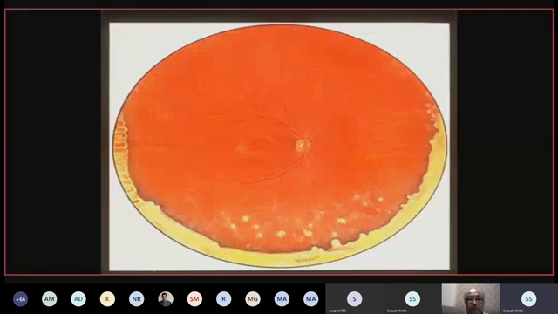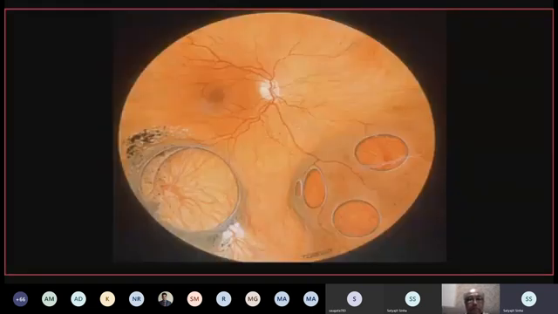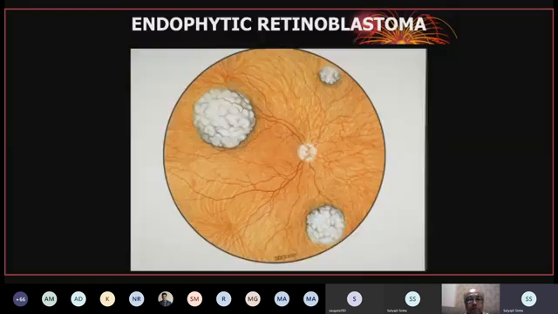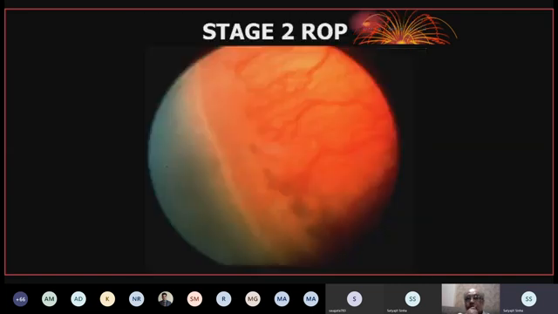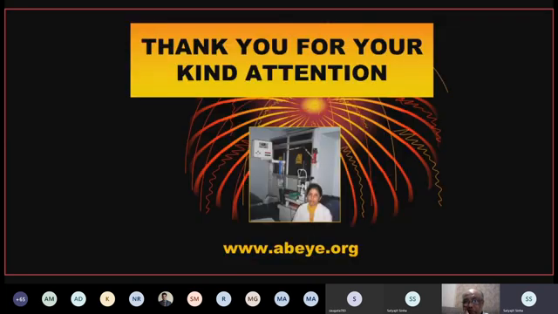Snow banking, as someone was asking me, with these cotton ball opacities, inner and outer retinal holes, endophytic retinoblastoma. Sometimes you have peripheral tumors. And stage 1 and stage 2 ROP, when you see the demarcation line, the new vessels, the proliferative ridge. That is only possible if you examine the peripheral retina. Thank you for your kind attention.